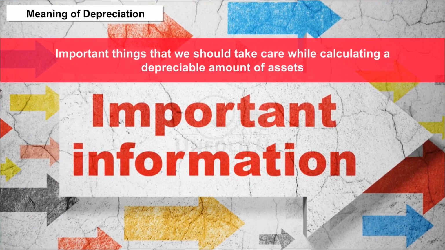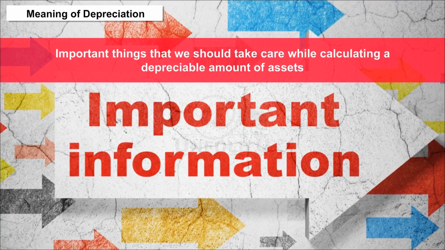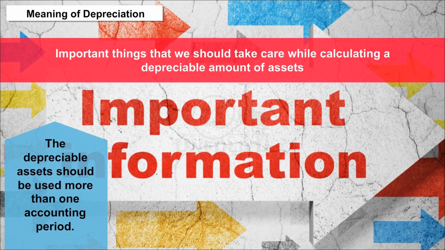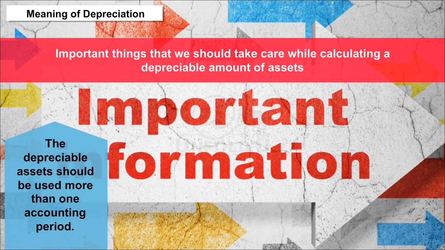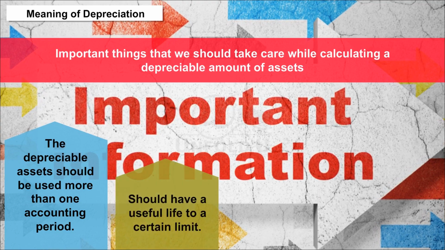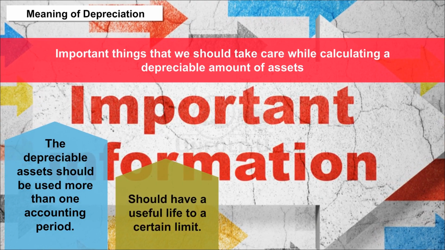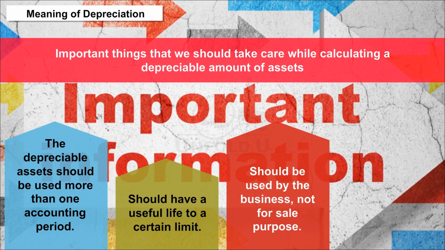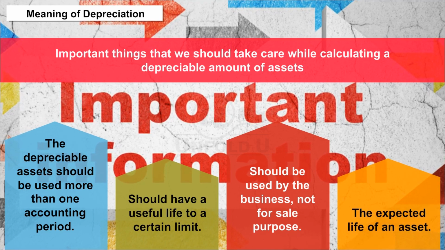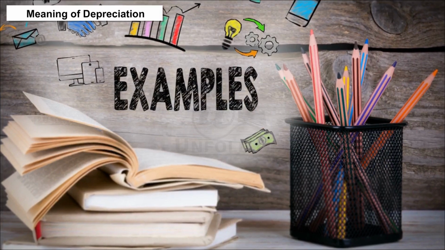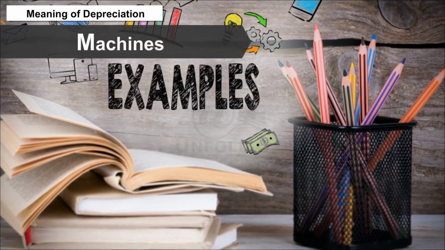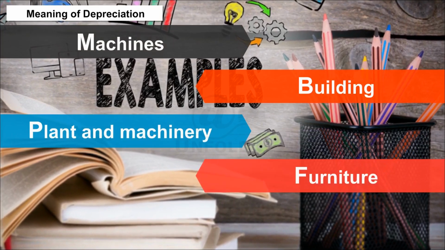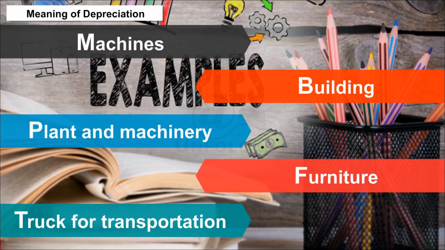Important things that we should take care of while calculating the depreciable amount of assets. The depreciable assets should be used for more than one accounting period, should have a useful life to a certain limit, and should be used by the business, not for sale purpose. The expected life of an asset. Examples of depreciable assets are machines, buildings, plant and machinery, furniture, trucks for transportation, etc.